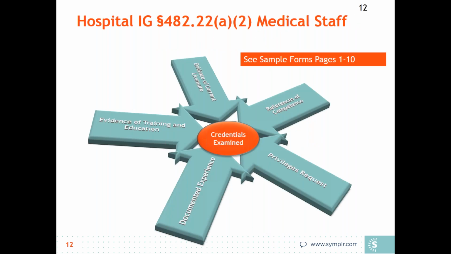And then they go on a little further and talk about what credentials need to be examined. So they require that you have evidence of current licensure, that you have references of competence. These are what we think about as our peer recommendations, that there's an actual request for privileges, and there's documented experience and evidence of training and education.